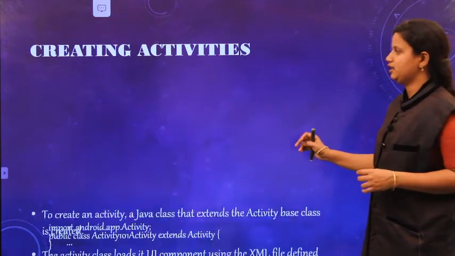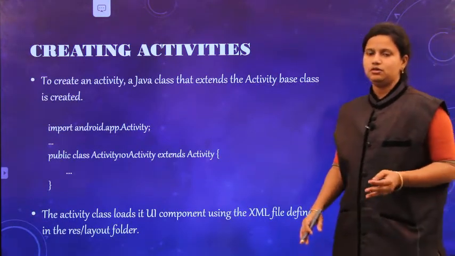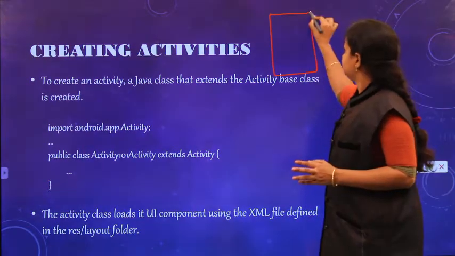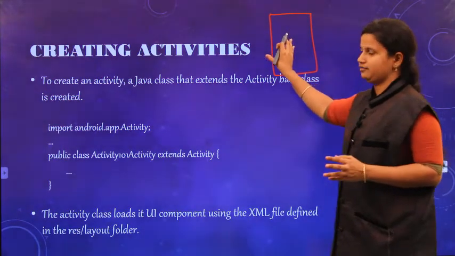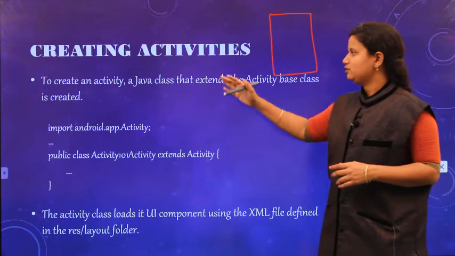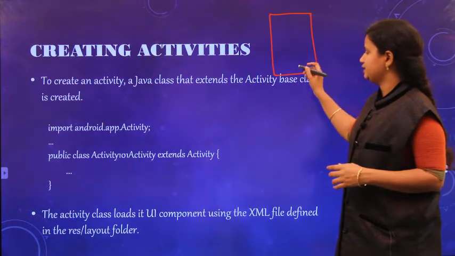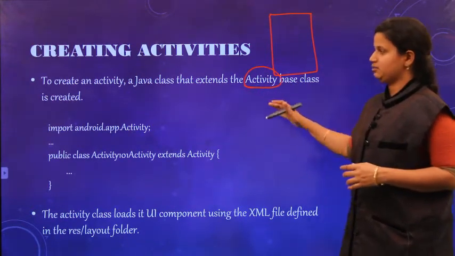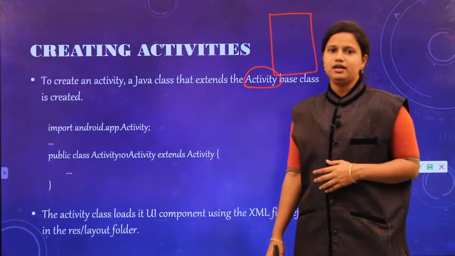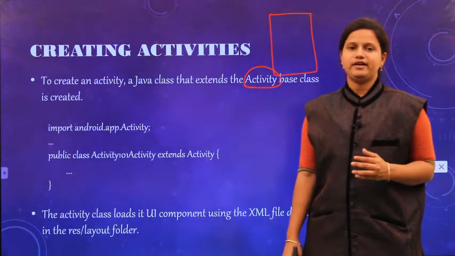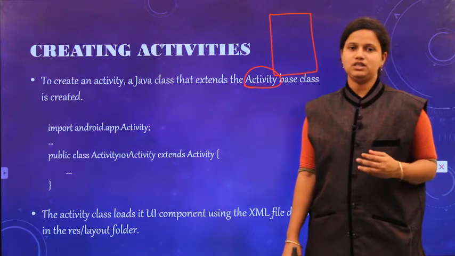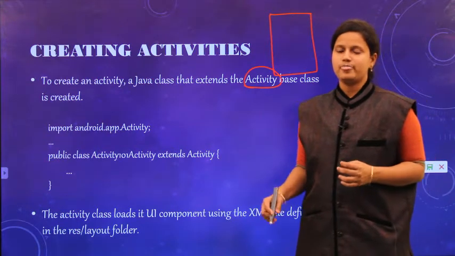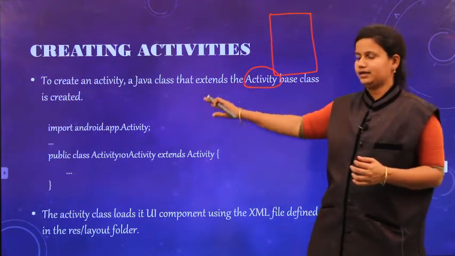Creating your activity. How do we create one activity? Before designing the user interface, first of all we have to create the activity. This activity is created by extending the Java activity base class. As we have already discussed, everything is provided by the application framework. We just import the corresponding classes and modify them based on our code. In the same way, we have to create the activities.